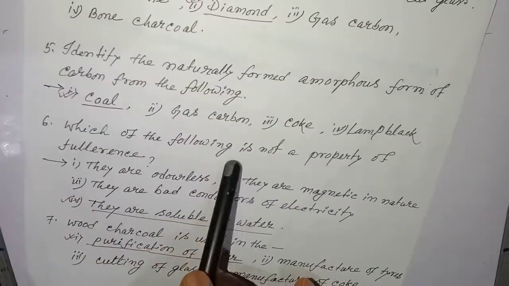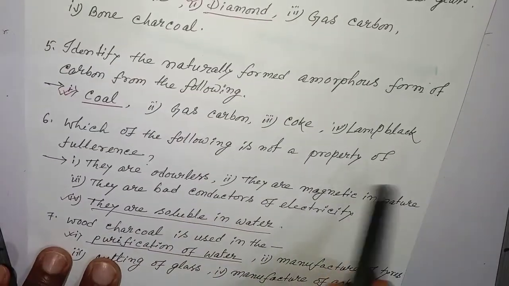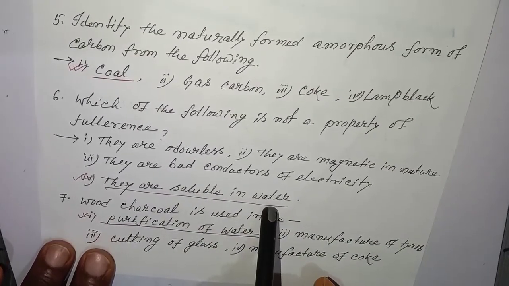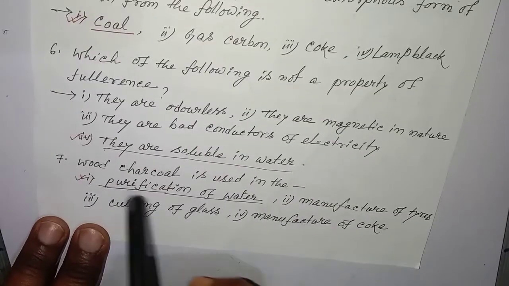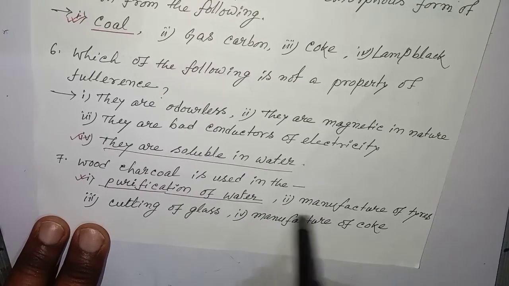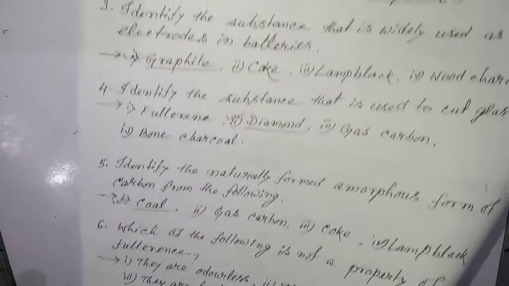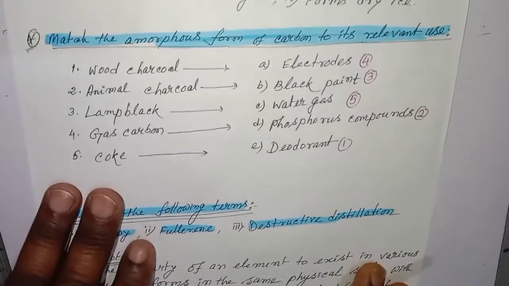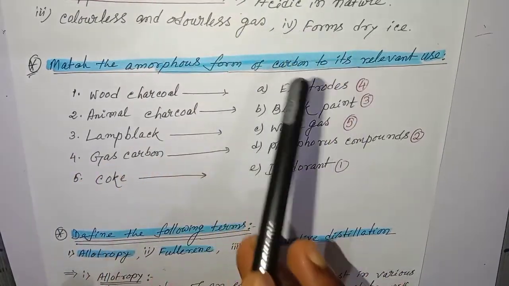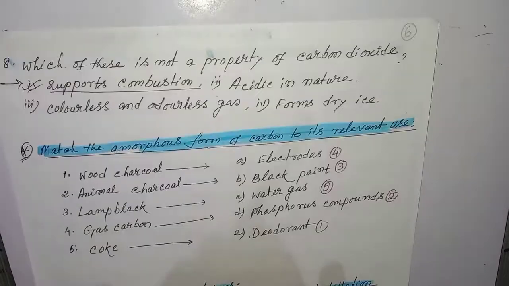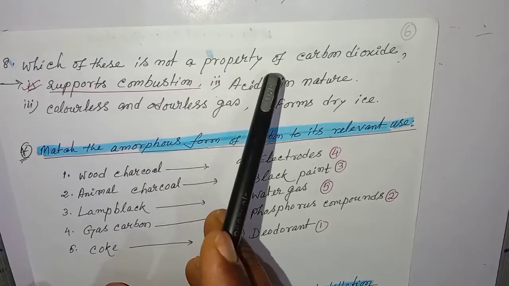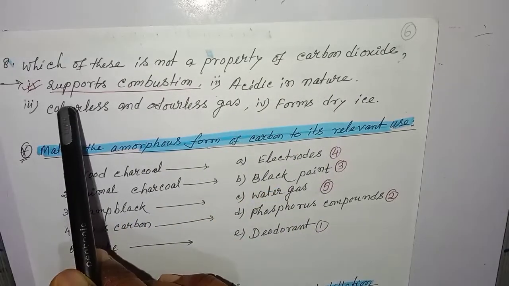Which of the following is not a property of fullerene? They are soluble in water, others are not. Wood charcoal is used in purification of water, others are not. Okay. Which of these is not a property of carbon dioxide? Again repeated: which of these is not a property of carbon dioxide? Supports combustion.